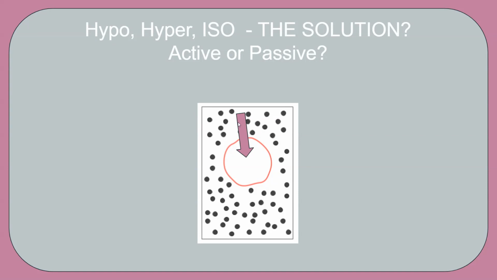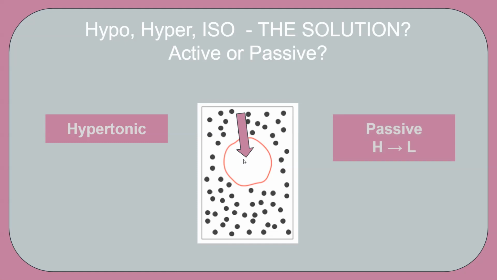The other thing we've talked about in the past, just a reminder, is how we can describe the solutions, not in terms of high or low, but in terms of hypotonic, hypertonic, isotonic. And so hypo is low, hyper is high, and iso is the same. So if we're looking outside here, the solution outside the cell has more, so it is hypertonic. And then the arrow is going from high to low, so that is passive transport.